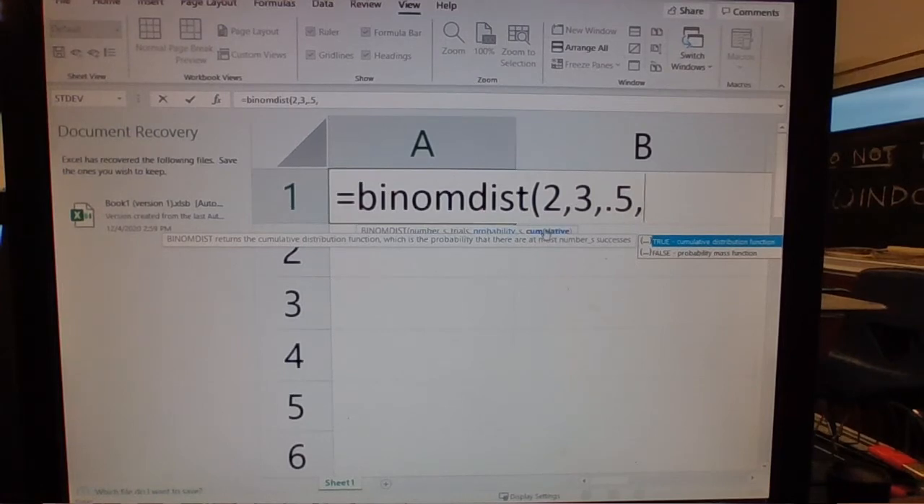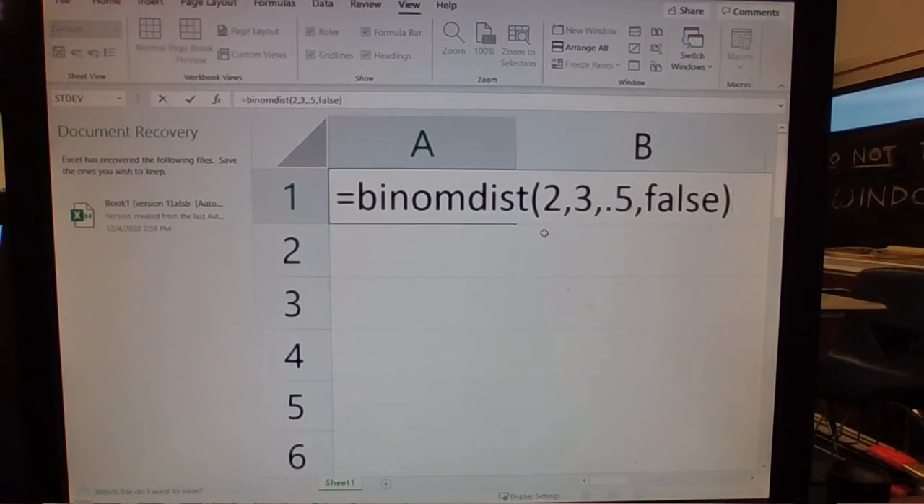Now the next thing we want to talk about is it highlights the word cumulative. That's the next component or condition of this command. We want to type in false right now. I'll give you a demonstration of what cumulative means in a minute, but basically cumulative would be adding up everything up to 2. So it would be the probability of 0 plus the probability of 1 plus the probability of 2. Does that make sense? That's what cumulative would do.